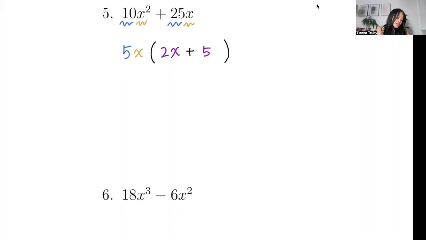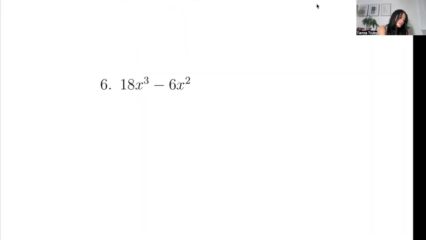Okay. Let's move on to number 6. Again, we're going to look at our numbers first. This one's a little bit tricky. They're both even, so you could pull out a 2, but we want the greatest common factor. So what is the biggest factor they have in common? In this case, it's going to be a 6. And then if we look at our x's, we can pull out an x squared.